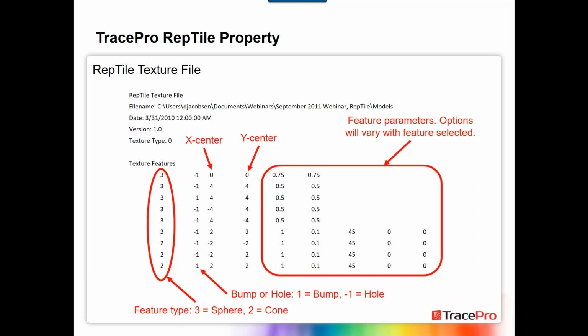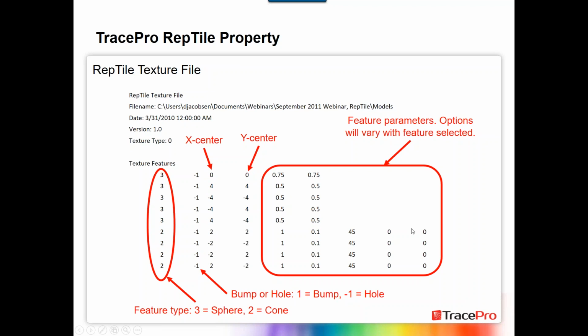Here's an example of a texture file. It can be opened and edited in a text editor, Excel, or any program like that. First column here is the texture feature. In this case, feature type 3 is a sphere, feature type 2 is a cone. Here's the bump sign, as it's called. Is it a bump or a hole? In this case, a -1 means it's a hole. Then the center position in X, the center position in Y, and then the feature parameters.